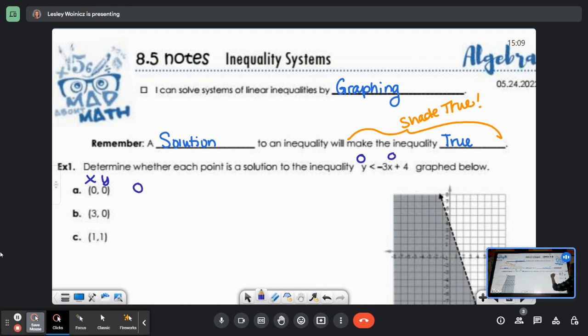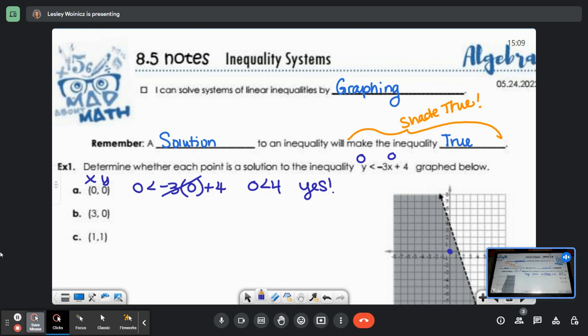So is 0 less than negative 3 times 0 plus 4? Well, negative 3 times 0 is 0. 0 plus 4 is 4. So is 0 less than 4? Yes. So yes, it's a solution. Now, if you look at 0, 0 on my graph, you can see it's shaded. So I could have just eyeballed it.